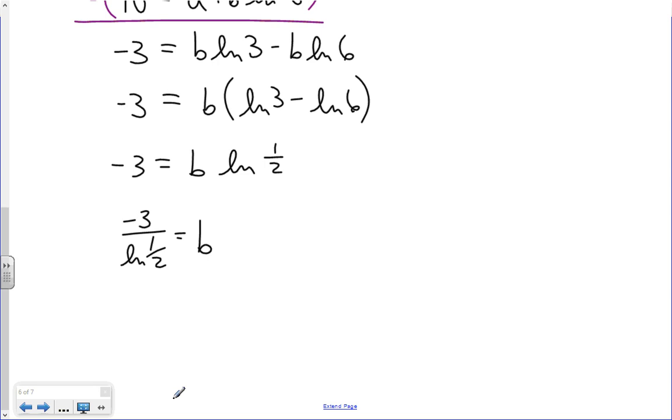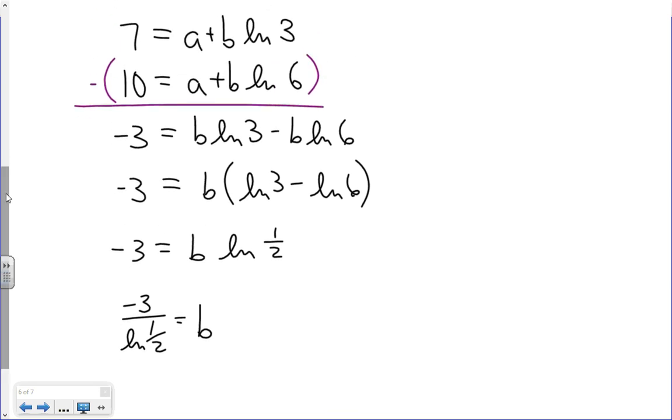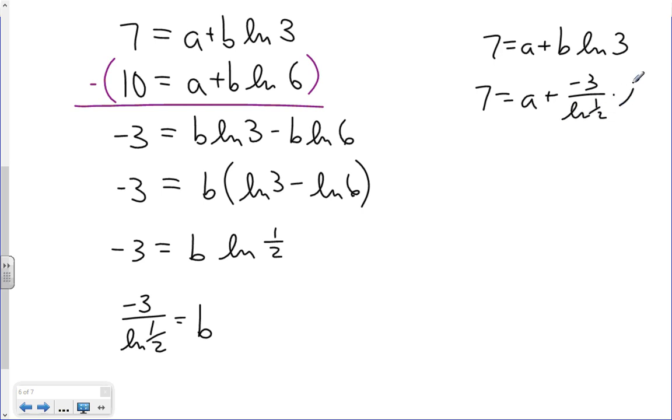And now I can take that value of B and go back to either one of those two equations that I started with and come up with the value for A. So let's take the first equation here. 7 is equal to A plus B natural log of 3. And our value of B here is negative 3 over the natural log of 1/2. That's times the natural log of 3.